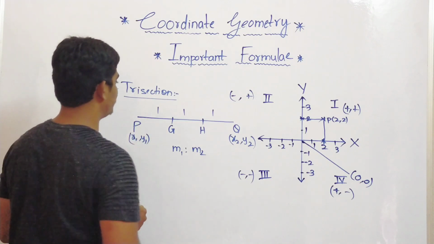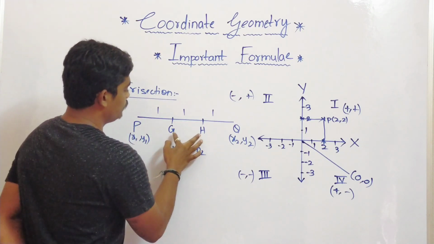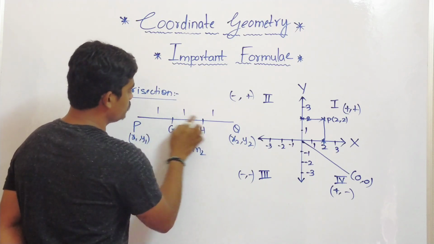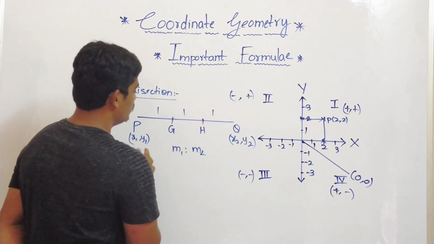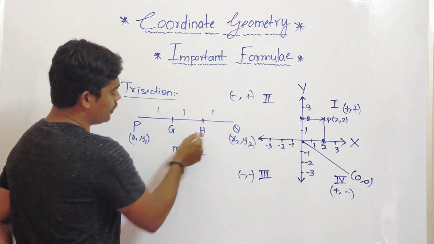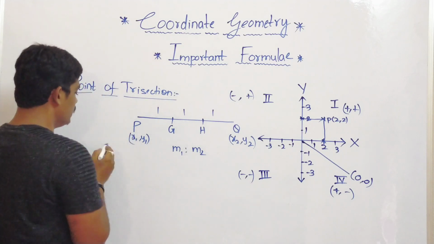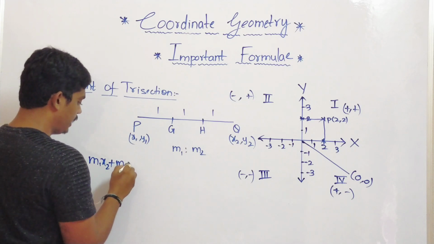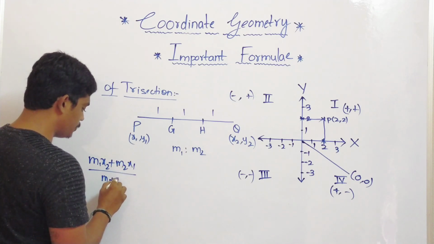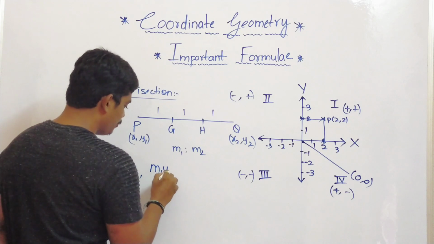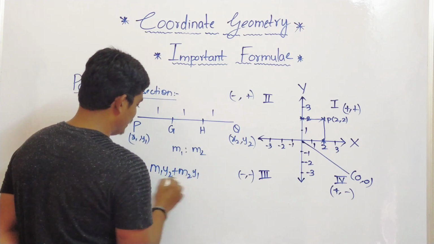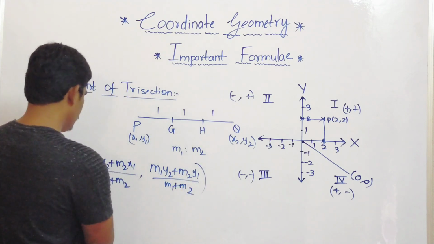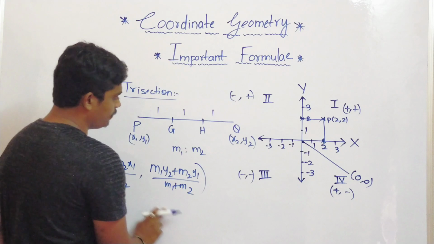Let us learn the point of trisection. Here we have 2 points on the line PQ. These 2 points are dividing this line into 3 equal parts, which we can say 1, 1, 1. Now if we want to find G or H, we again need to use the section formula, which is (m1 x2 plus m2 x1) by (m1 plus m2), comma (m1 y2 plus m2 y1) by (m1 plus m2). This formula we use to find G, and also to find H.